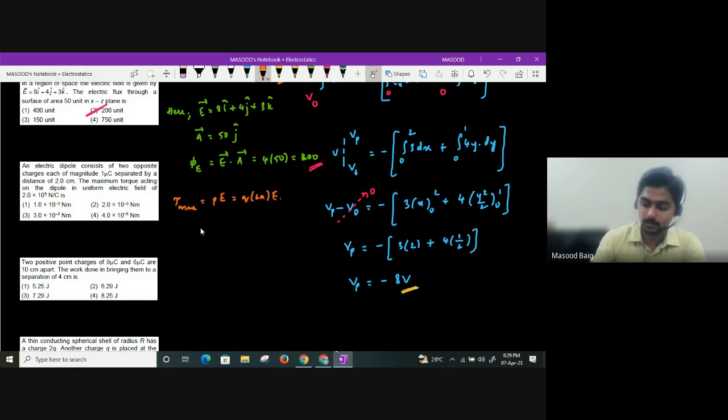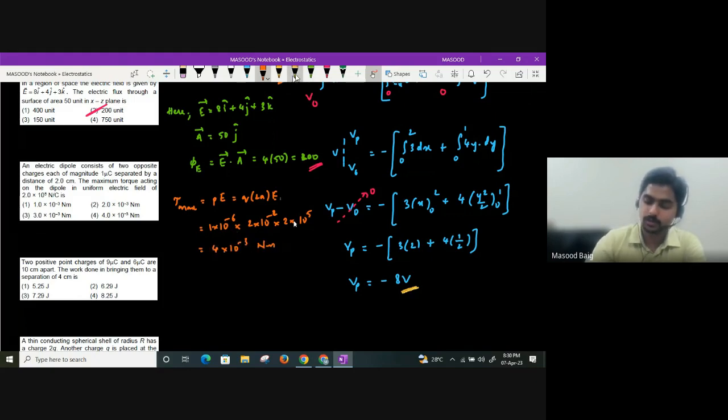field. How much is the charge? 1 microcoulomb. So 1 into 10 power minus 6. What is separation? 2 centimeter. 2 into 10 power minus 2. What is electric field, beta? 2 into 10 power 5. What will I get? Minus 8. 4 into 10 power minus 3 should be the answer. Direct question again. Newton meter.